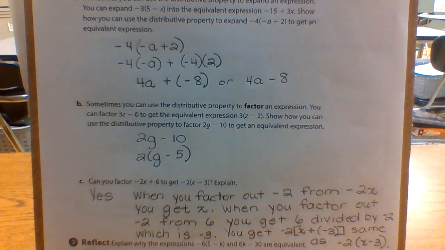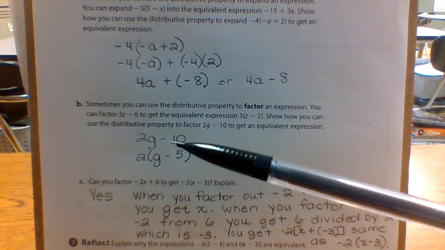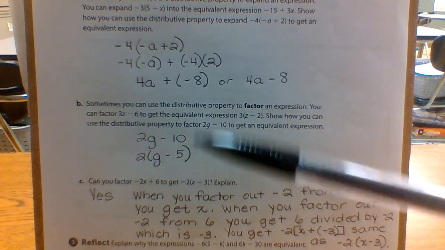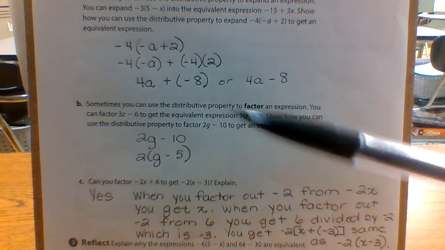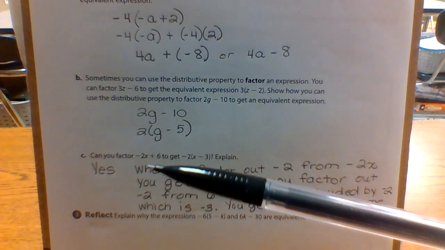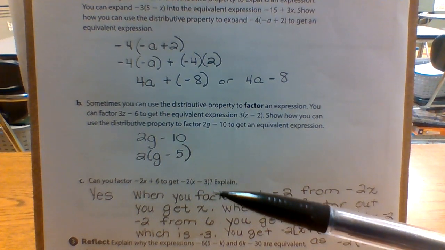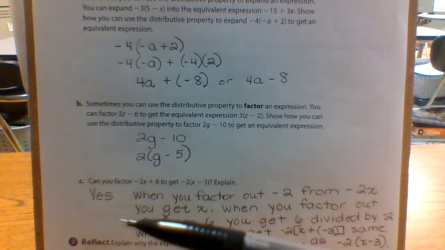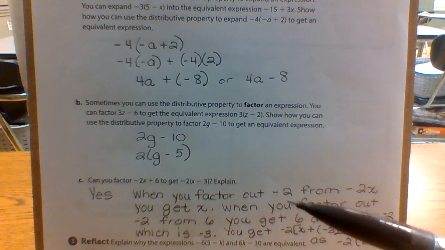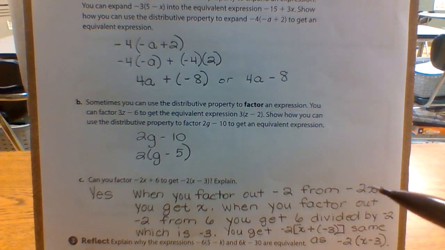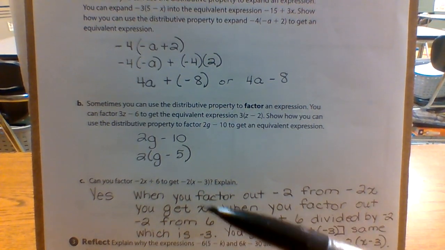A factor is a number that can go into the number that you're looking at. Just like the 10, the 2 goes into it. That's a factor. 5's the factor. Can you factor a negative 2x plus 6 to get the negative 2 parentheses x minus 3? I said yes. When you factor out a negative 2 from the negative 2x, you get x.